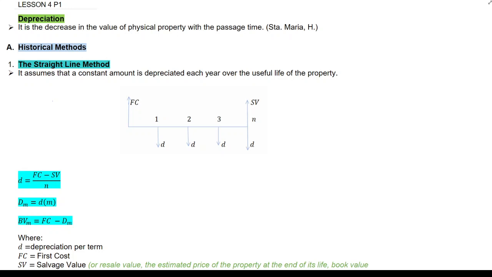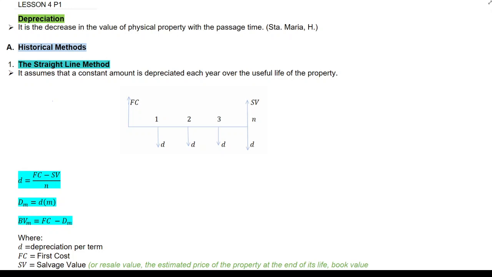Depreciation is the decrease in the value of physical property with the passage of time. That is based on the definition of Hipólito Santa Maria, which is included in his book. So that is just the decrease in value of a certain equipment at the nth year. Here we have the straight line method. This one doesn't include interest, so it assumes that a constant amount is depreciated each year over the useful life of the property.